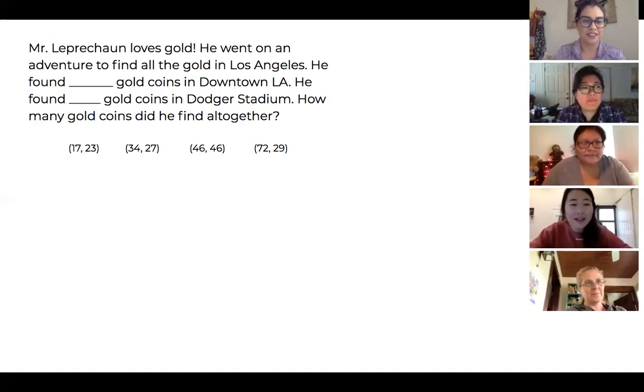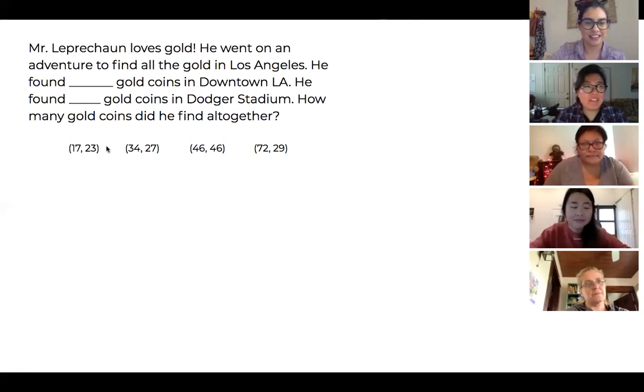Mr. Leprechaun loves gold. He went on an adventure to find all the gold in Los Angeles. He found some gold coins in downtown LA. He found some gold coins in Dodger Stadium. How many gold coins did he find altogether? Beautiful. So, Miss Kim, do you want to pick a number set for us? And then read it again? Yeah, sure. Okay, so I decided that I'm going to pick the first set.